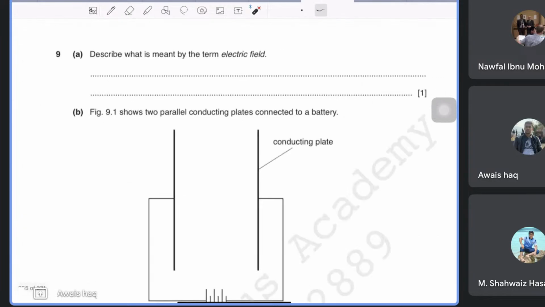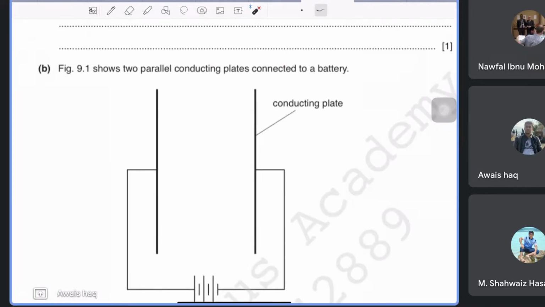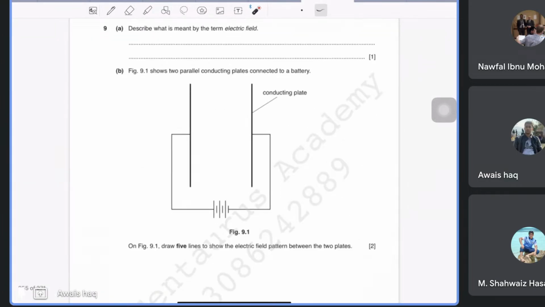So then we're going to go to next one, and now this is basically it says describe what is meant by electric field. Who can tell me what is electric field? Anyone? Region where a charge feels a force. Very good.